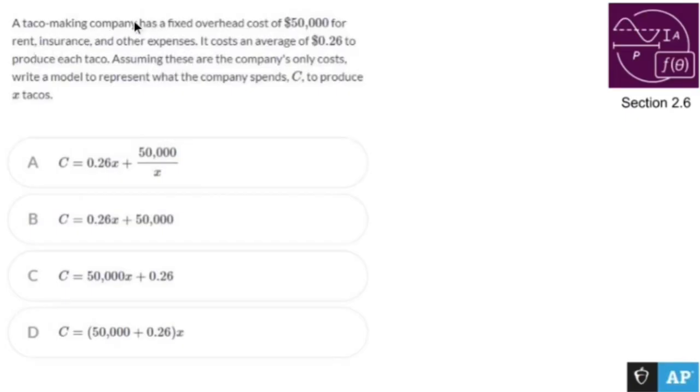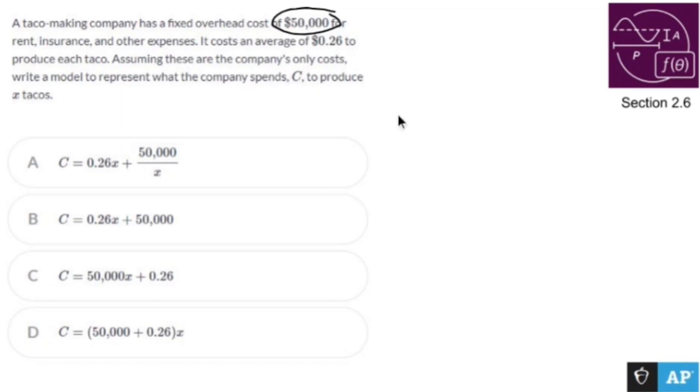A taco making company has a fixed overhead cost of $50,000 for rent, insurance, and other expenses. It costs an average of 26 cents to produce each taco, assuming these are the company's only costs, which is definitely not true. Write a model to represent what the company spends to produce x tacos.